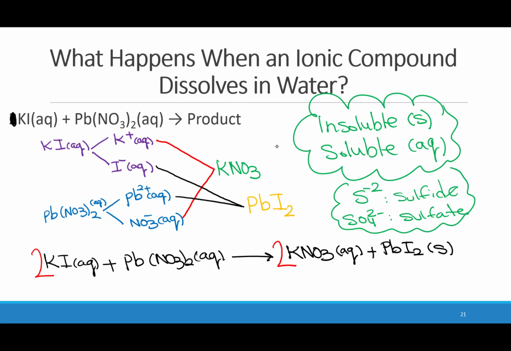the cation from one of the reactants reacts with the anion of the second reactant, and the anion of the first reactant reacts with the cation of the second reactant. That's why the products for the reaction between aqueous solutions of potassium iodide and lead 2 nitrate will be potassium nitrate and lead 2 iodide. Now, once you have that figured out, the next thing you want to do is state the state of each. You need to know whether it is aqueous or solid.